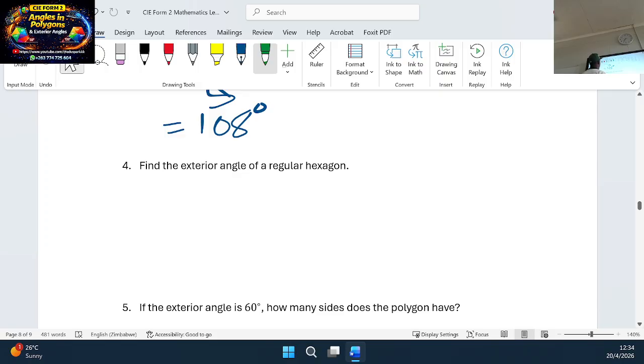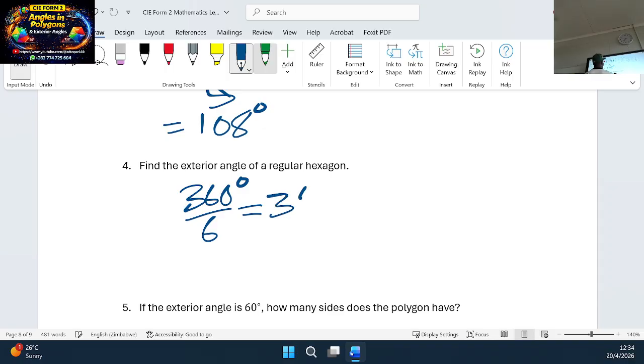Find the exterior angle of a regular hexagon. For the exterior angle, we are simply saying 360 degrees divided by 6, because it has got 6 sides. It means each exterior angle is 60 degrees in size, because when we divide 36 by 6, it gives us 6, so that will be 60 degrees.